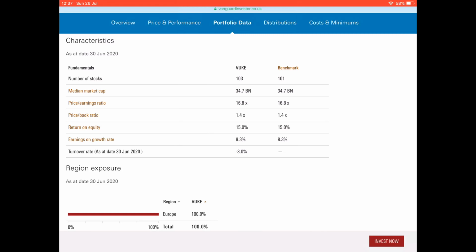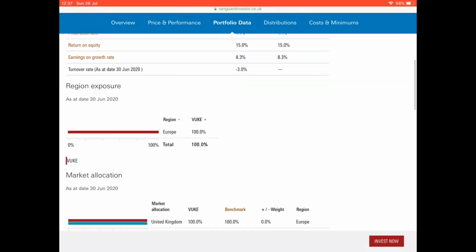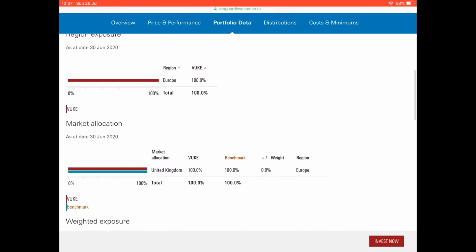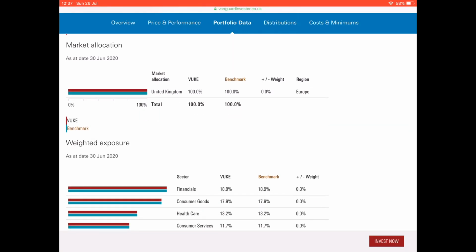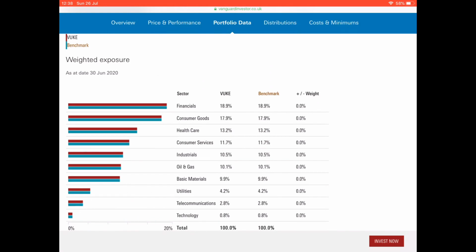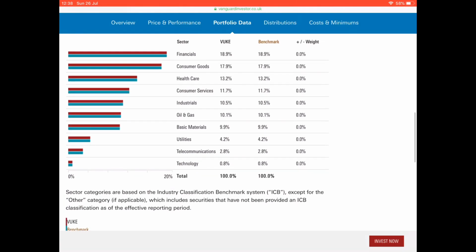Now we've had a look at the historical growth of this fund, let's have a look at the portfolio data and see what companies make up this fund. By having a look at this data, you'll be able to see that the region exposure is 100% to Europe, which we would expect because the FTSE 100 is a UK-based fund. Again, if we look a little further, the market allocation is obviously 100% toward the United Kingdom, which matches the benchmark 100% accurately.